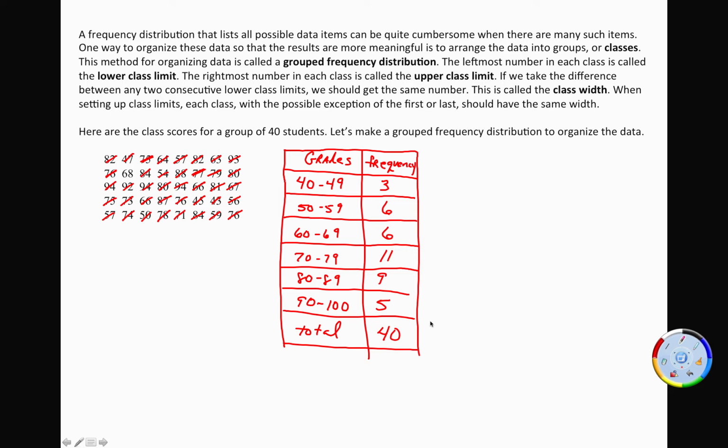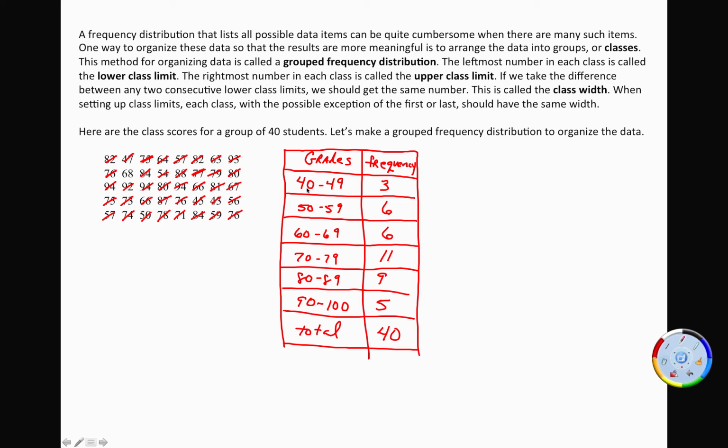Now, notice that my class widths are 10. Don't say they're width of 9. A lot of people mistakenly think, oh, 40 to 49. But the way I can find my class width is subtract either your lower or upper class limit from the one before. 60 minus 50 is 10.